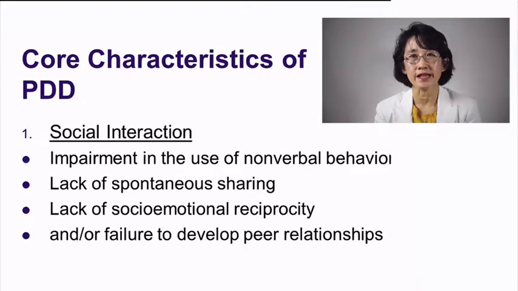There are three main areas of impairment. The first one, social interaction. The child with autism may not use body language and may not be able to share spontaneously unless prompted. There's also a lack of social, emotional reciprocity, and because of that, they fail to develop adequate peer relationships.